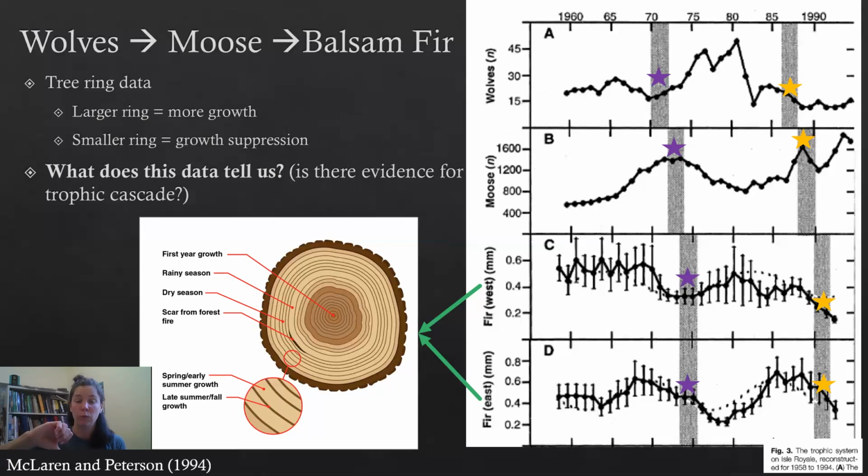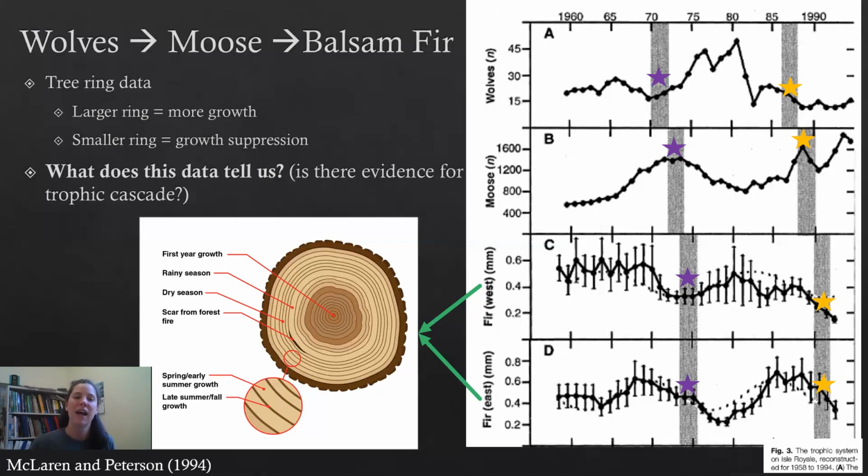So we have low wolf numbers, high moose numbers. If there's a higher number of moose, they're putting more stress on the trees, right? They're munching on the tree leaves, they're eating those leaves. Those leaves can't be used for photosynthesis, right? Professor Choate talked about photosynthesis last week. Well, if the moose are eating all the leaves, there's not going to be as many leaves to capture all that sun energy and turn that energy into growth. And so we have a low wolf, a high moose, a small growth, right? We're at about 0.4 there for both the west and the east side. And we can look at that same relationship with those yellow stars.